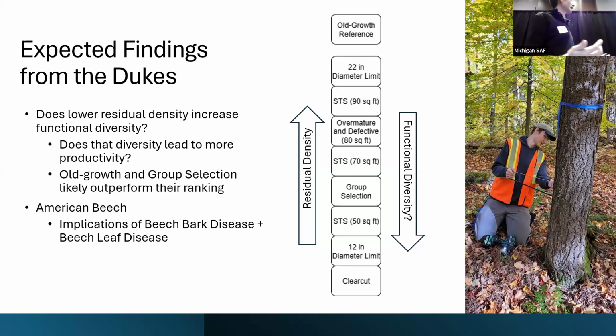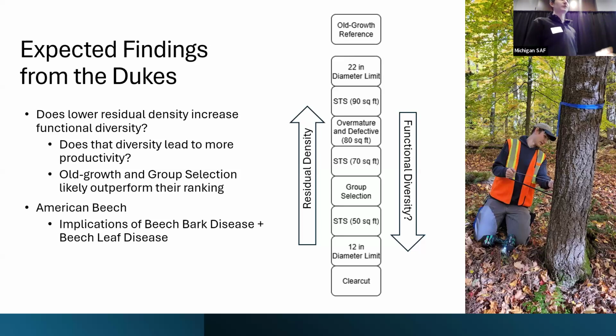Another thing to look out for at the Dukes is the presence of American beech. So American beech was not present at the Huron Mountain Club, but does have kind of interesting traits, similar to hemlock in that it's very shade tolerant, capable of growing in the understory, and has different traits from the maples, basswood, and yellow birches. And so we might expect some form of diversity effect from the presence of American beech, kind of taking advantage of those low light conditions in the understory.